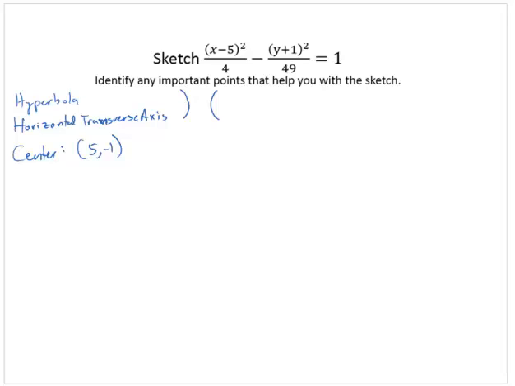Now to find the vertices, which are on the transverse axis. So notice that a is equal to 2 and b is equal to 7. The value associated with the horizontal quantity is how much we would move to find the vertices. So then the vertices would be at 5 plus or minus 2, comma, -1. So that's (3, -1) and (7, -1).